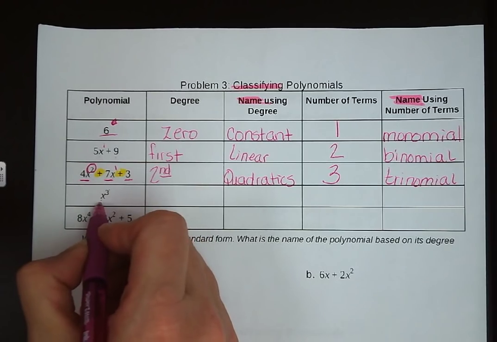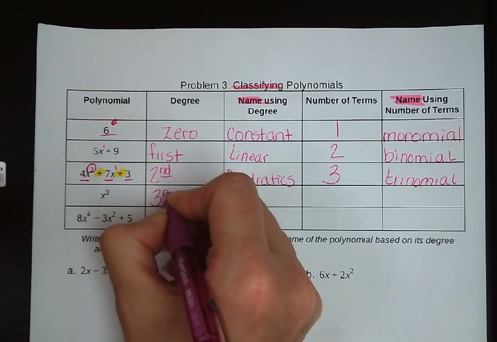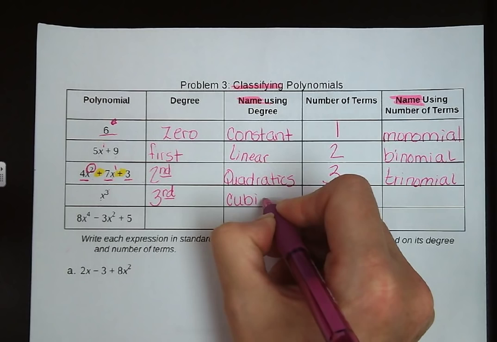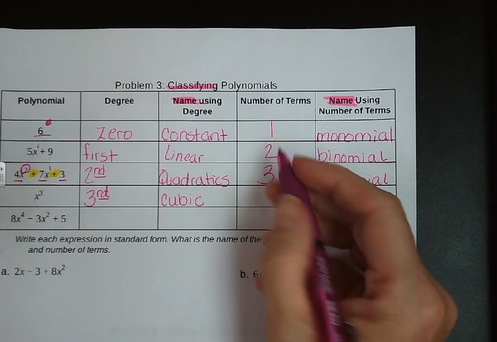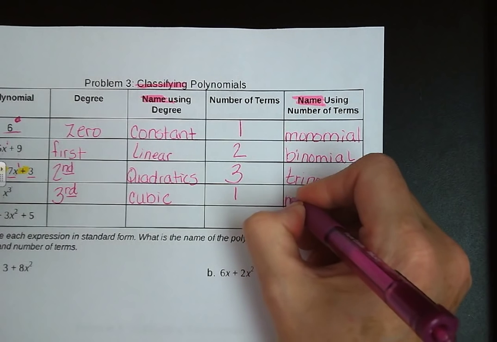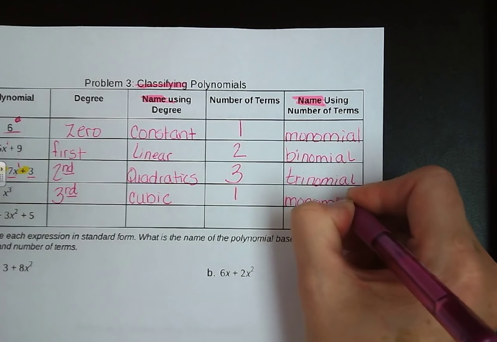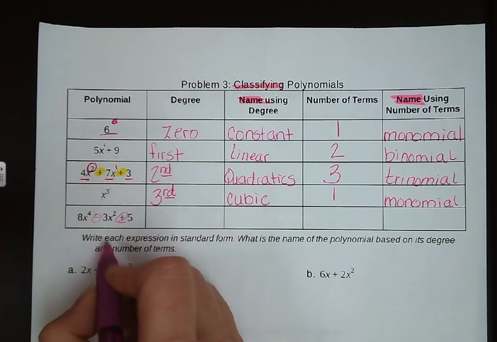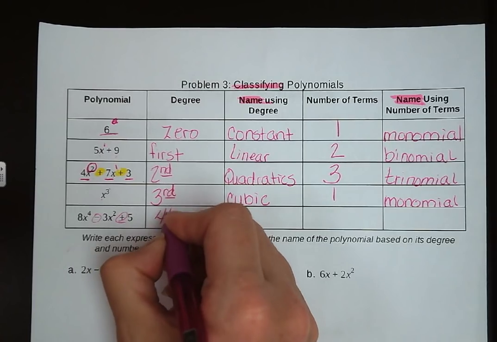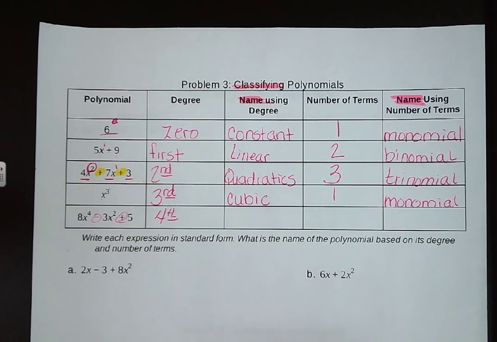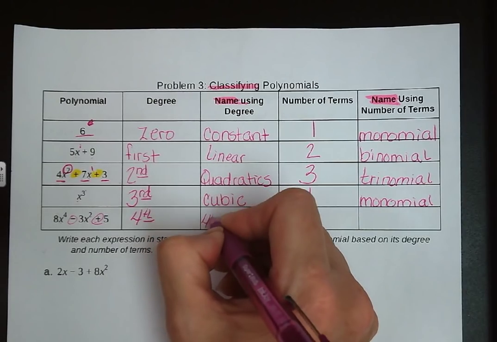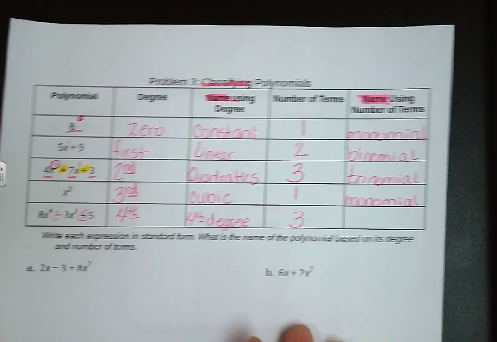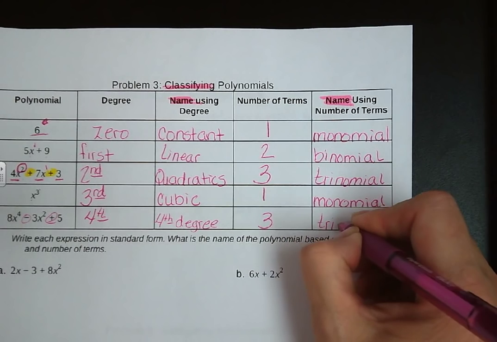Okay, moving on. X cubed is going to be third degree, and we call these cubics. And that is just 1 term, so it is a monomial. All right, next up, 8x to the 4th minus 3x squared plus 5. So our highest degree is 4, so it's the 4th degree. And we don't have a fancy name for this, so from 4 on up, we just say whatever degree, so 4th degree. It has 3 terms, and we call those trinomials.